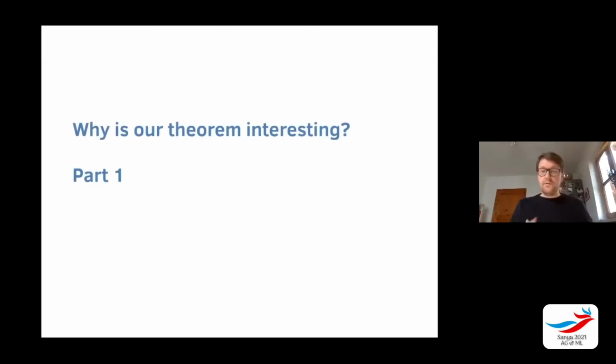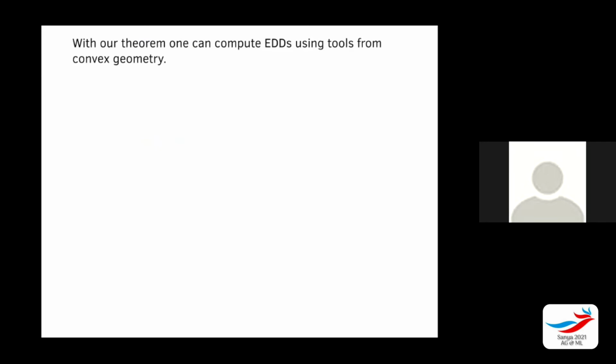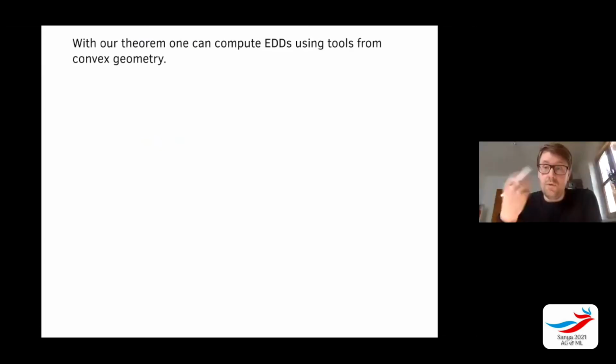Okay, so why is our theorem interesting? Part one: this theorem is interesting because it's interesting mathematics. But there are also other parts of the story why this theorem could be interesting for you and for your research in algebraic geometry and machine learning. And here's the first reason. With our theorem, you can now compute Euclidean distance degrees by using tools from convex geometry, because remember, we proved that Euclidean distance degree is equal to mixed volume. Now this mixed volume is a concept from convex geometry.